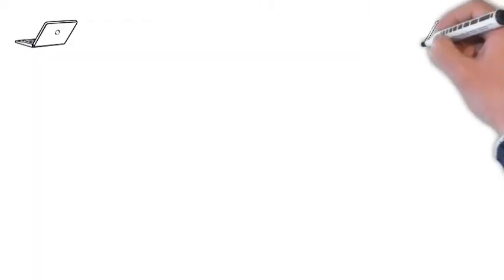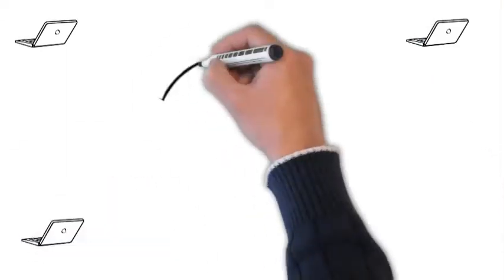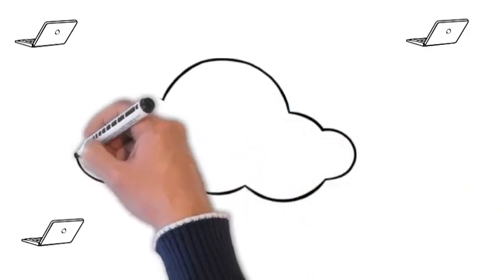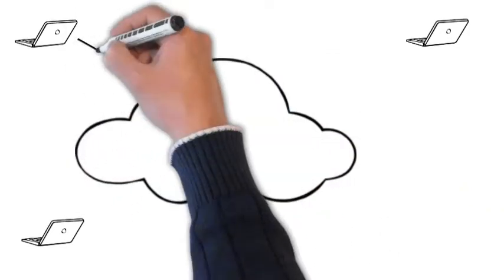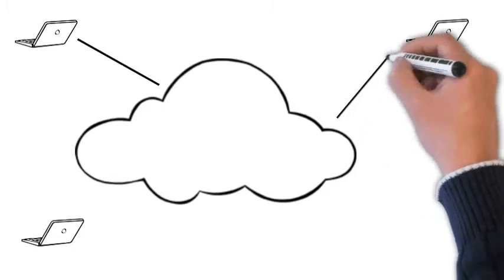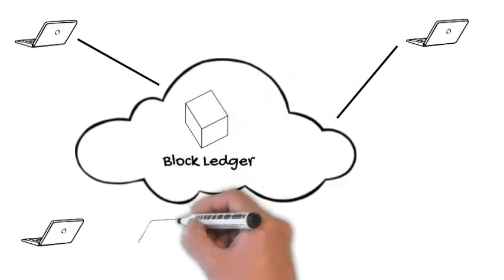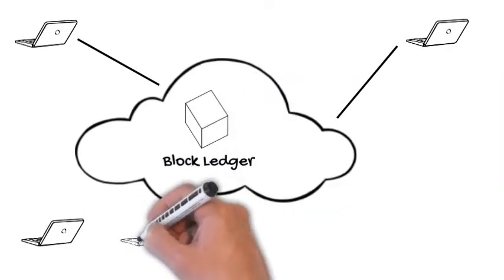Now, once the transaction is done, this transaction gets added to the cloud in the ledger. So now we have another block. Before, we had one block, or we had no block. Now a block is added into the cloud saying a transaction took place within this network.